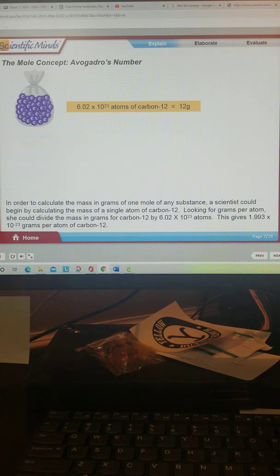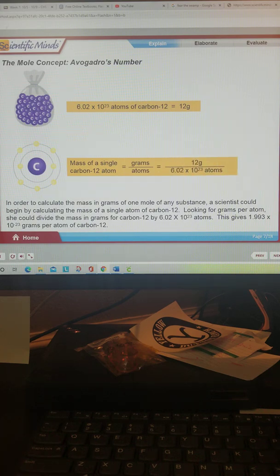In order to calculate the mass in grams of 1 mole of any substance, a scientist could begin by calculating the mass of a single atom of carbon-12. Looking for grams per atom, she could divide the mass in grams for carbon-12 by 6.02 times 10 to the 23rd atoms. This gives 1.993 times 10 to the negative 23rd grams per atom of carbon-12.